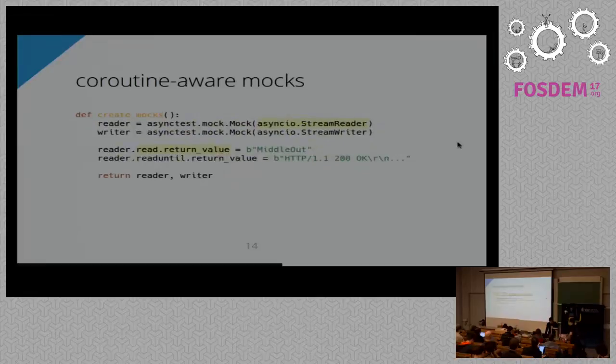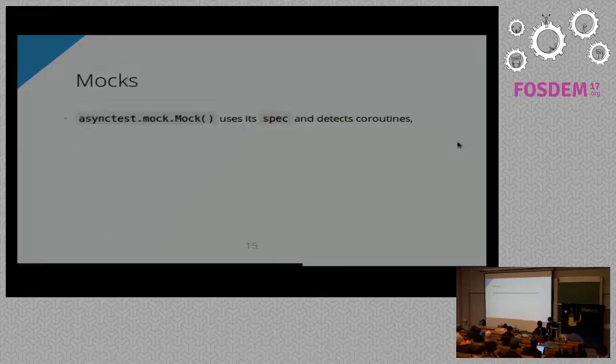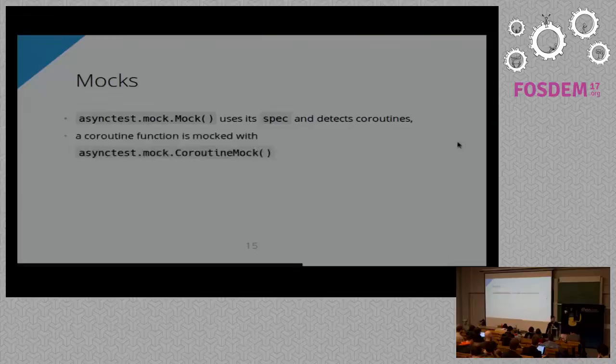So, as I said, it uses the spec of the object you want to mock, so it detects coroutines and it's fine. Coroutine functions are actually mocked using an object class called CoroutineMock, which will work correctly if you try isinstance of a coroutine, or use the helper function is_coroutine, or also with the inspect module, so it will actually work almost as expected all the time.